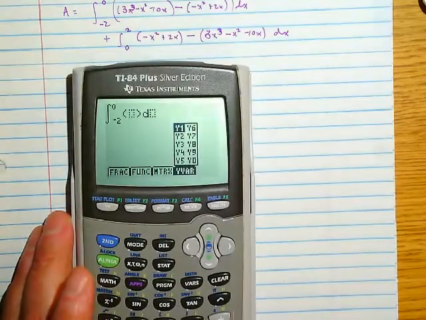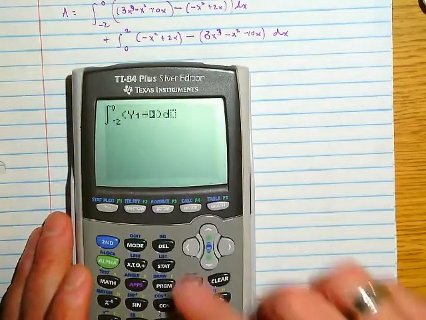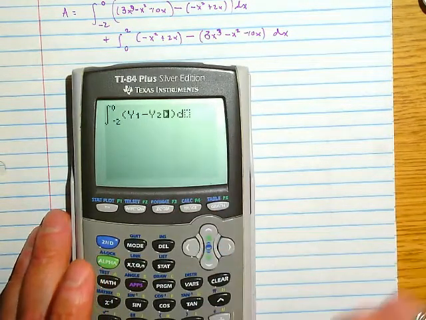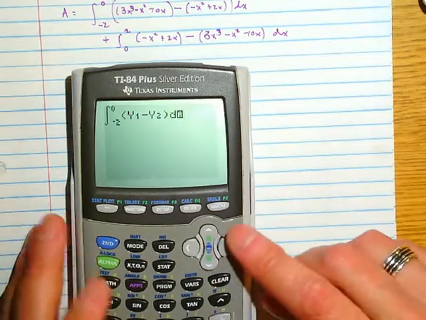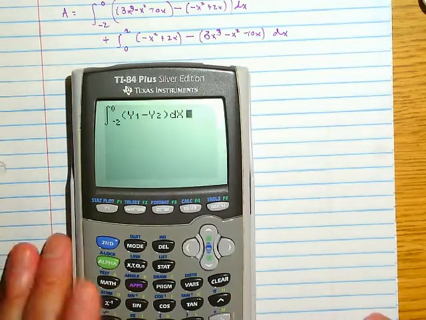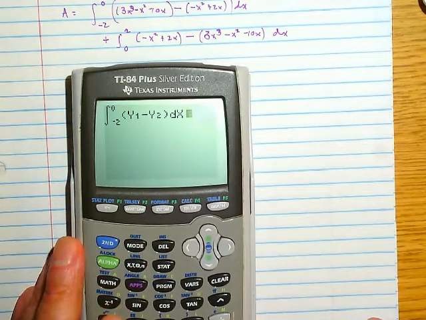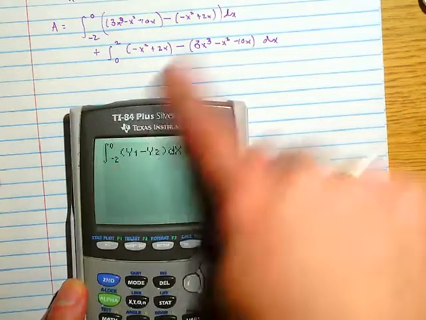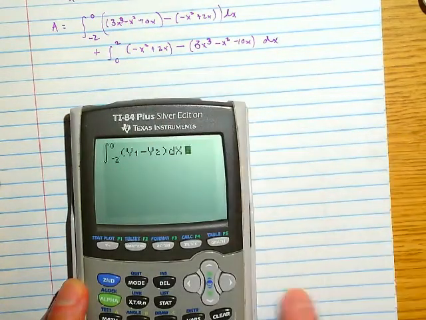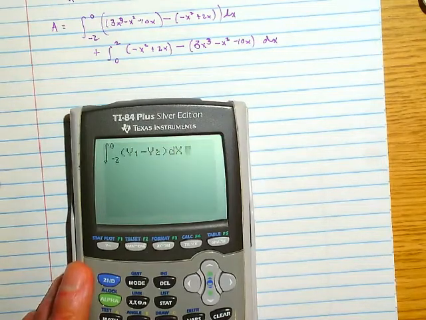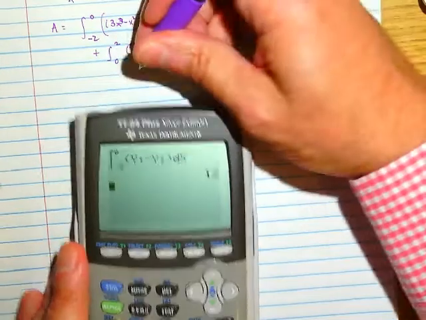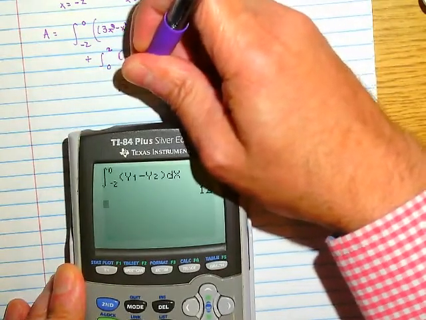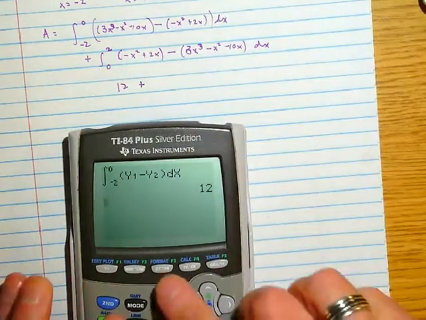So I'm going to say Y1 minus green trace Y2 dx. And if you wanted to go really crazy, you could type in plus integral from 0 to 2 of y2 minus y1. We're just going to do these separately. So I'm going to press enter and get some number here, 12. So this first one is 12.